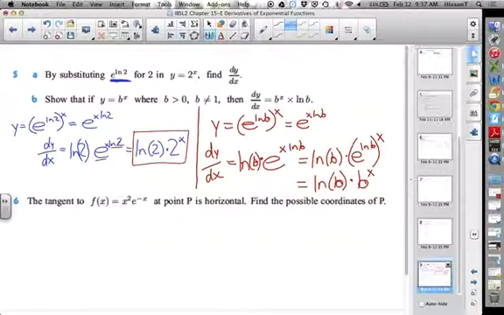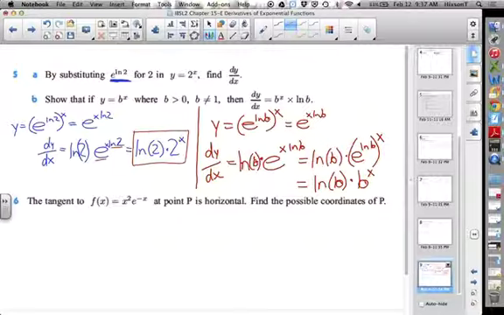Any base. In fact, it even works for e to the x if you think about it. The derivative would be e to the x times the natural log of e. Well, what's the natural log of e? It's 1. So it even works when the base is e.